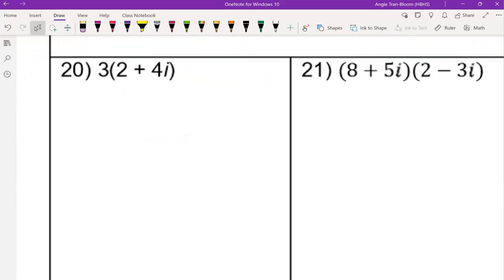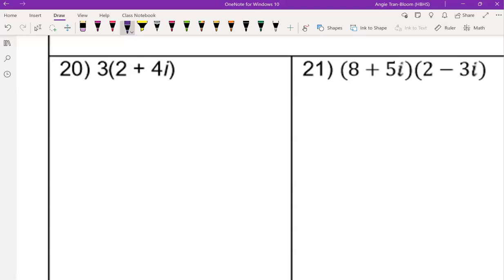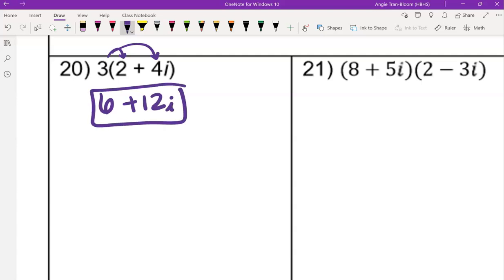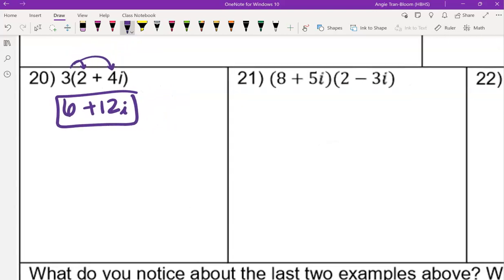So 20 is a multiplication question here. We want to multiply 3 times 2 plus 4i. And just like that, okay, we are going to distribute the 3. 3 times 2 is 6. 3 times 4i is going to be 12i, and box it up. Easy peasy. 21, FOIL. 8 times 2 is going to be 16.